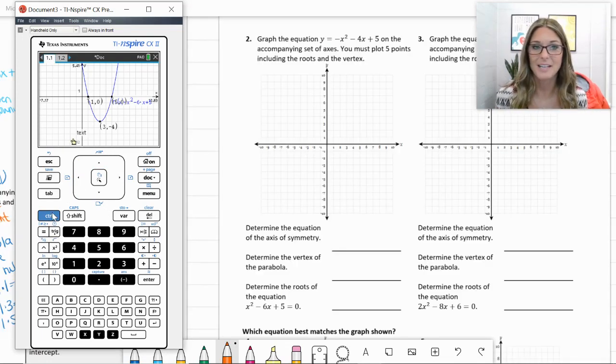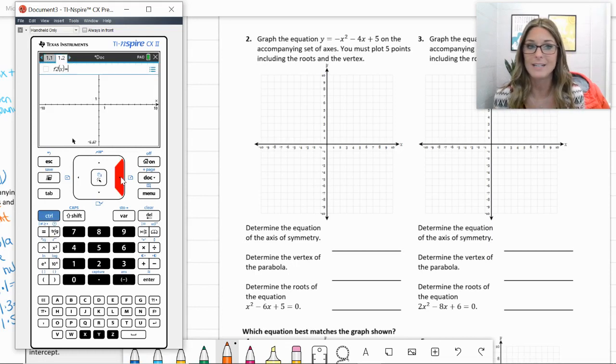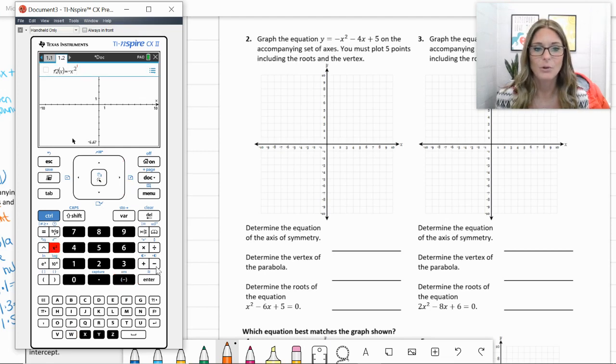So let's use the calculator and let's do number 2 and number 3 together on the calculator. I'm going to go to my new tab. I'm going to do Control right to go to that new page that I just opened. And I'm going to type in my function, negative x squared minus 4x plus 5. Hit enter to graph it.